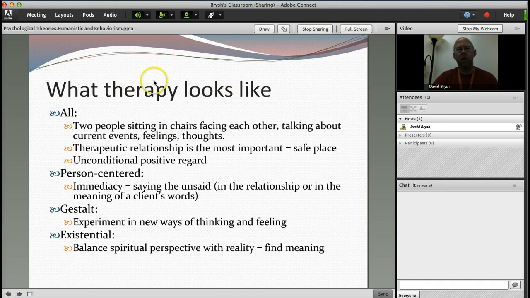And so what does therapy look like to a humanist? All the humanists have a couple things in common, right? They believe that it's two people sitting in chairs facing each other, talking about their current events, their current feelings, their current thoughts. They also believe that the therapeutic relationship is the most important. That, inside the room, it's a safe place.